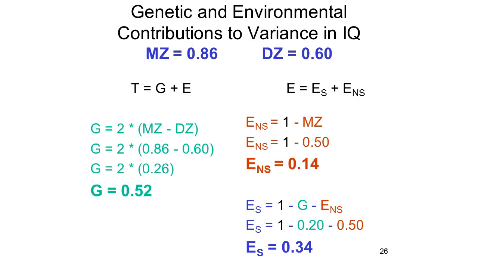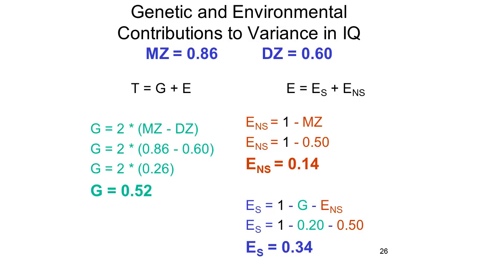Aggregating results from a large number of studies of this sort, we can estimate that the correlation between monozygotic twins for IQ is about 0.86, and the correlation for dizygotic twins is about 0.60. So now let's plug in those values into our formulas. Double the difference between monozygotic and dizygotic twins, we find that about 52% of the population variance in IQ appears to be attributable to genetic variance. Subtract the monozygotic correlation from 1, about 14% of the variance in IQ is attributable to the non-shared environment. And what's left? About 34% of the population variance in IQ appears to be attributable to the shared environment.